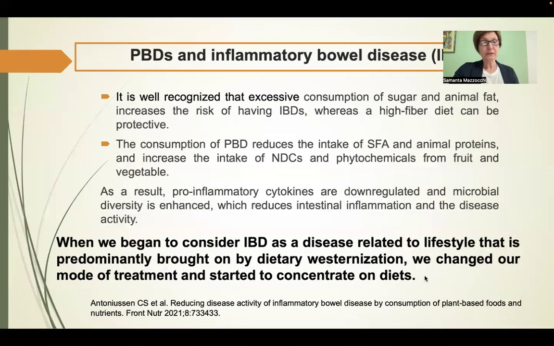Now we talk about inflammatory bowel disease. IBD is a chronic condition with a multifactorial etiology in which dietary factors appear to play an important role. It is well recognized that excessive consumption of sugar and animal fat increases the risk of IBDs, whereas a high-fiber diet can be protective.